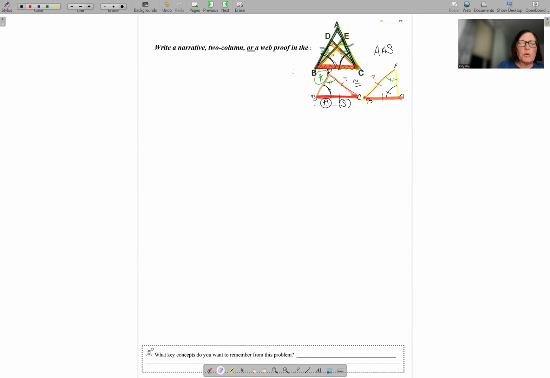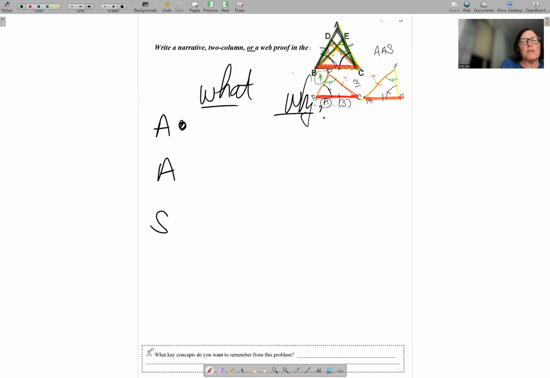If you were to do a sentence proof, you would explain angle, angle, side, what's true, and why it is true, each and every sentence. You would explain how the triangles are equal, and you must be specific, and then how the parts are equal, be specific. What's true? Why is it true?